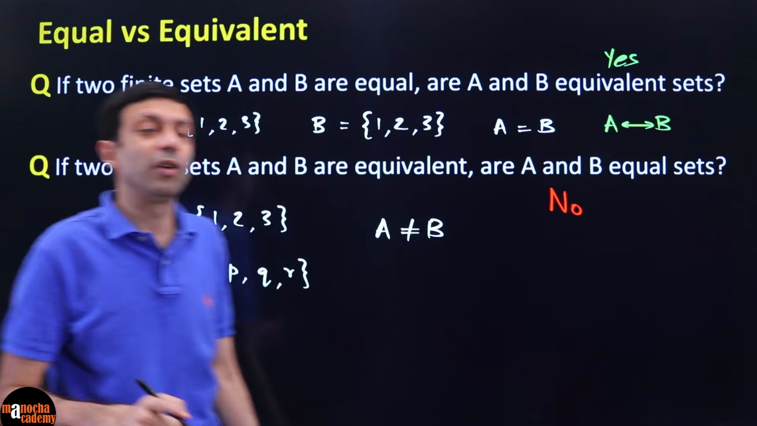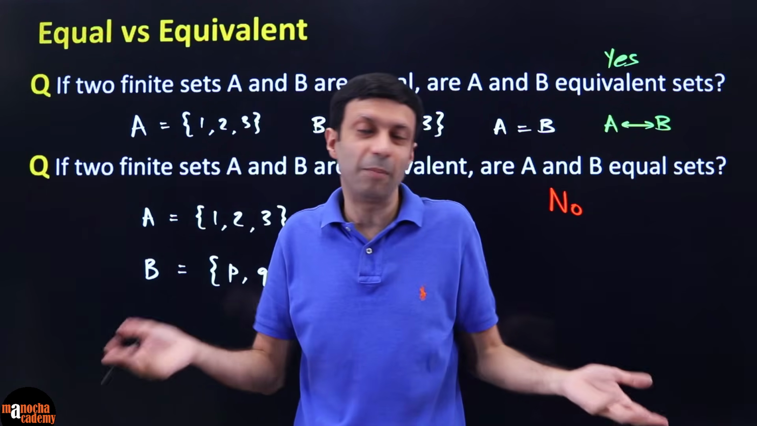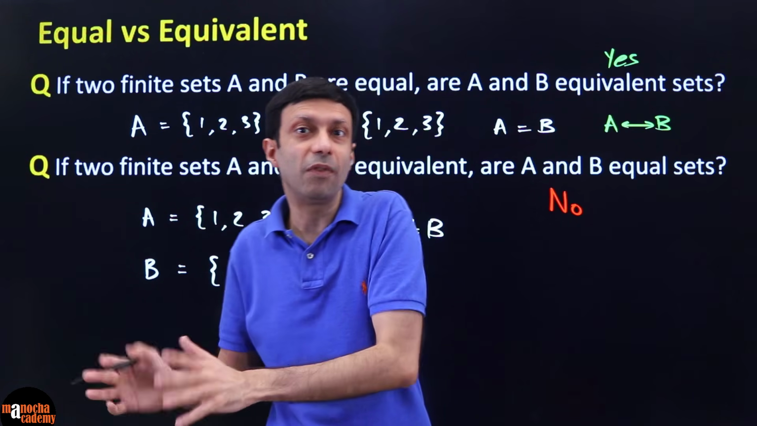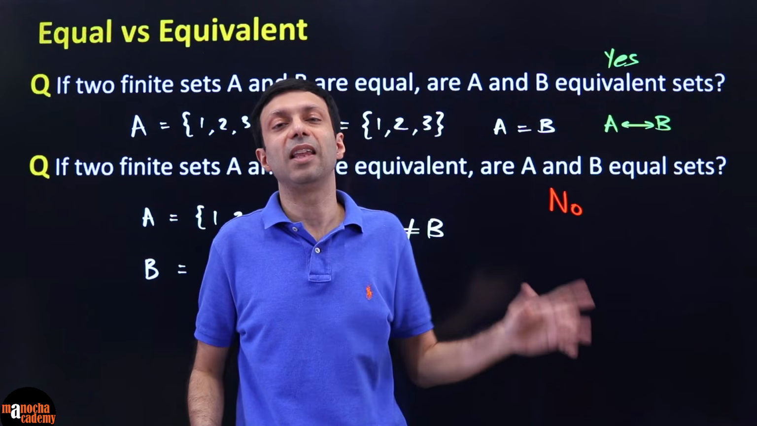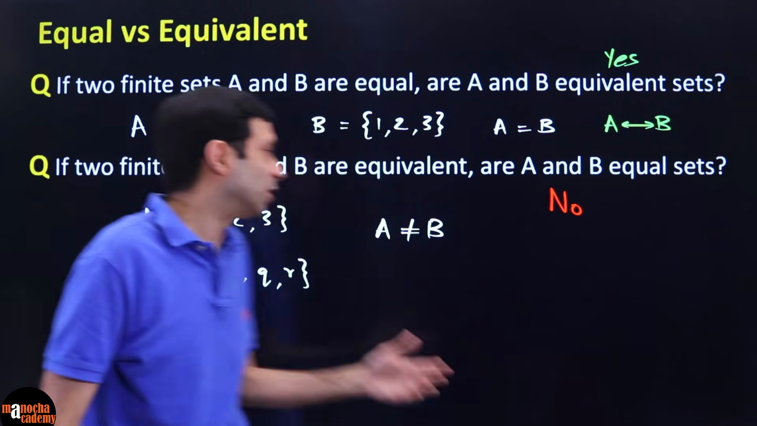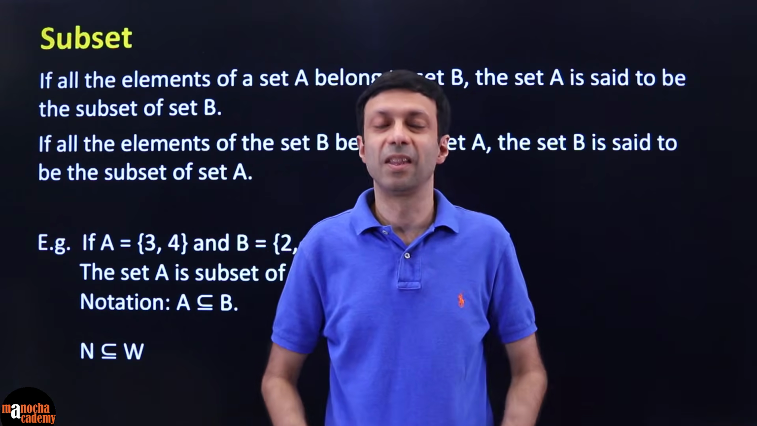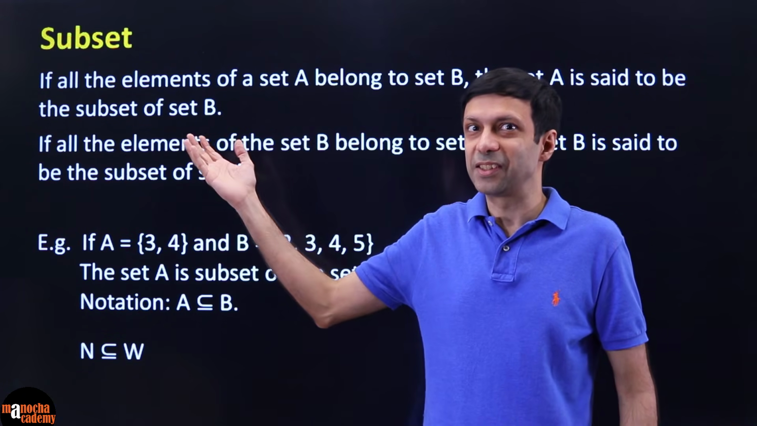So in summary, you should remember, if two sets are equal, then obviously they are equivalent because they have the same number of elements. But if they are equivalent, it is not necessary that they have to be equal. Only if the elements are the same, they have to be equal, as we saw in the example over here. Is that clear? Now let's look at subsets.